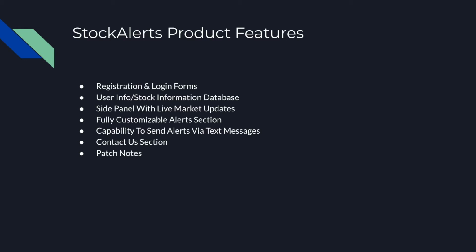We also have the fully customizable alerts section, and that's where you can enter any percentage change for whatever stock you're looking at. We also have the capability to send alerts via text messages. As mentioned earlier, we don't do email anymore, it's just text now. We also have a basic contact us section for any help the user might need, and a patch notes section so that they can stay updated on any new updates we provide to the app.